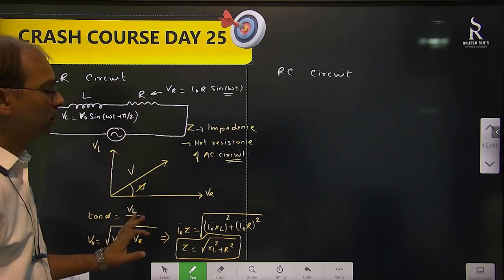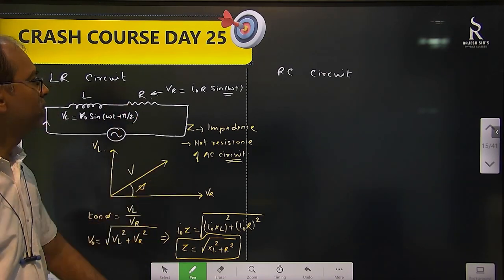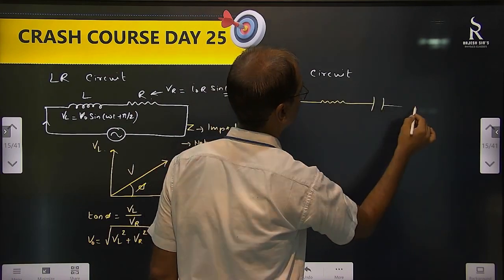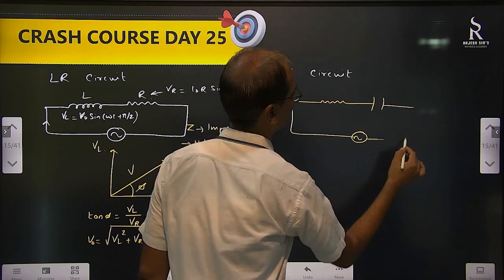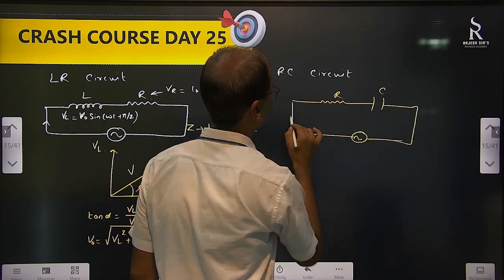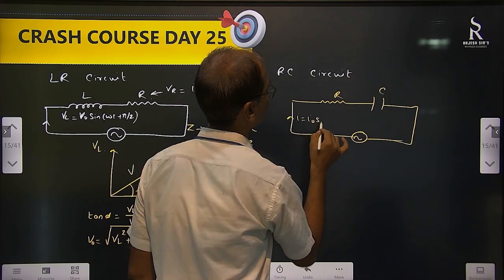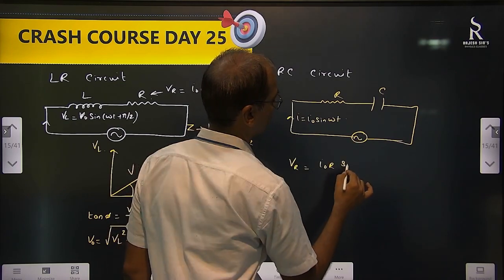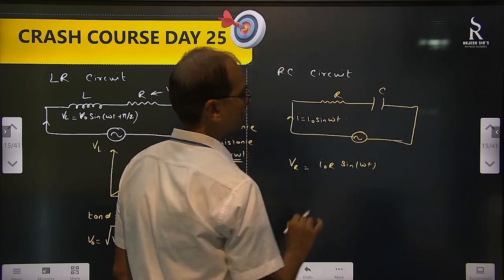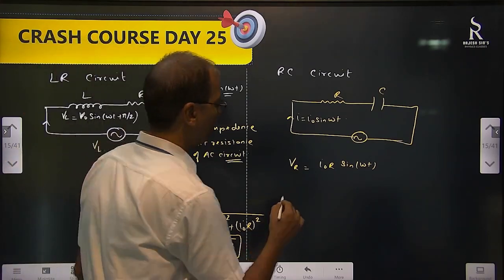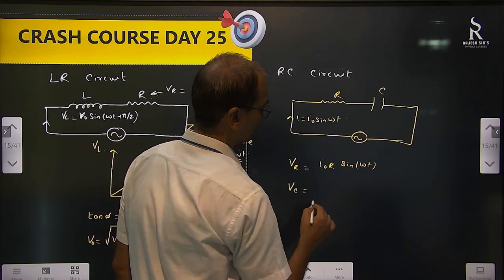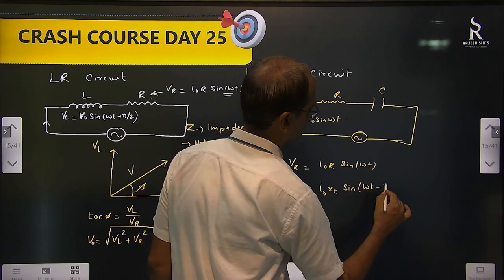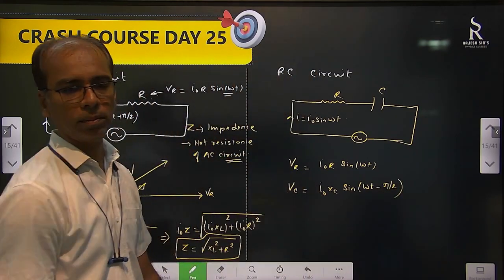This is the LR circuit. Same way as RC. In RC, this is R and this is C, and this is the supply. Again, same way we take I naught sine omega t. So VR will be I naught R sine omega t. No problem in that. But across C there is a problem. The capacitor creates a phase difference. So it is I naught XC sine omega t minus pi by 2.